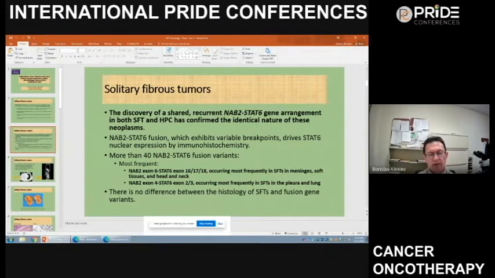The most frequent, NAB2 exon 6-STAT6 exon 16, 17, and 18, occurs most frequently in SFTs in the meninges, soft tissues, and head and neck, and NAB2 exon 4-STAT6 exon 2, 3, occurs most frequently in the pleura and lung. There's no difference between the histology of SFT and the fusion gene variants.